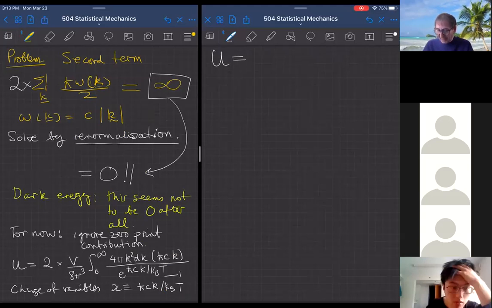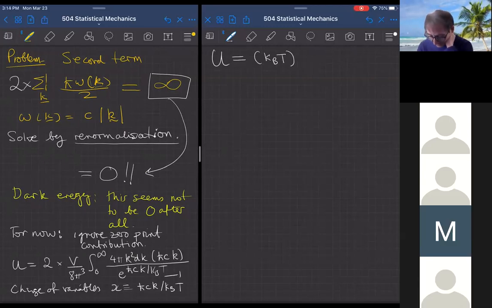So we're making the change of variable x is h bar c k over k_B T. So u is going to then be proportional to some number, which is just an integral, times some bunch of constants, times something related to k_B T raised to some power. So what should that power be? Yeah, anybody want to give the answer? Is it 4? It should be 4. Thank you, Mark. That's right.